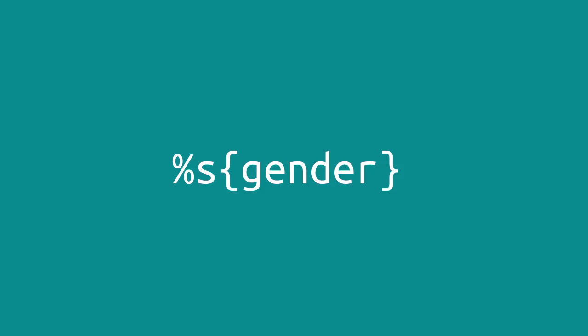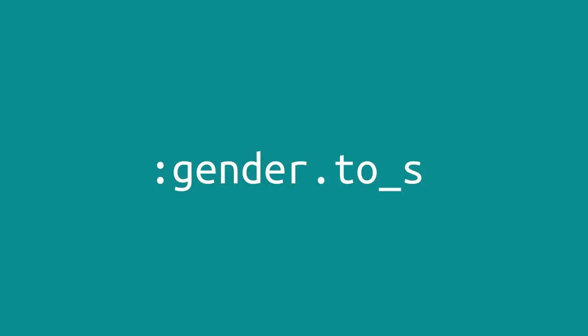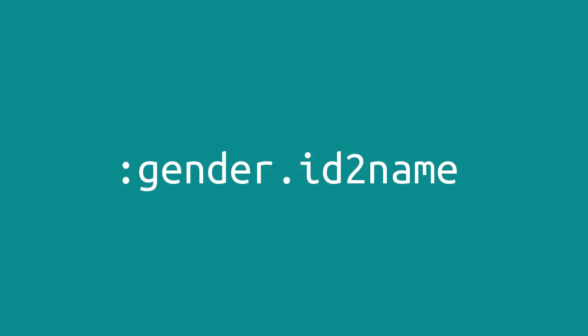Well, %s gives you another way of turning a string into a symbol, essentially. So that will also create the :gender symbol. Now, what about the other way around? We want to take a symbol and turn it back into a string. Just do it with this, to_s. It converts anything into a string. Perfect. Alternatively, you can use id2name.